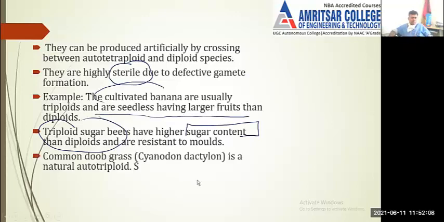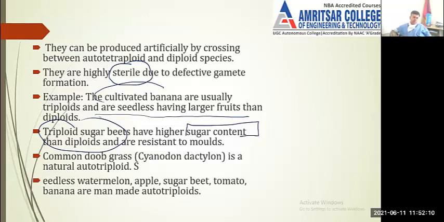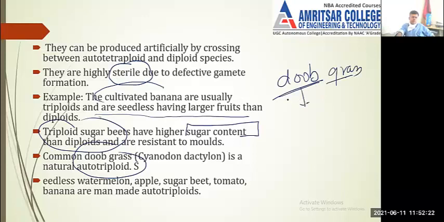Common tooth grass is a natural triploid. This is asked in examinations. Common tooth grass. Do you know this grass? How many of you know this grass? Tooth grass.